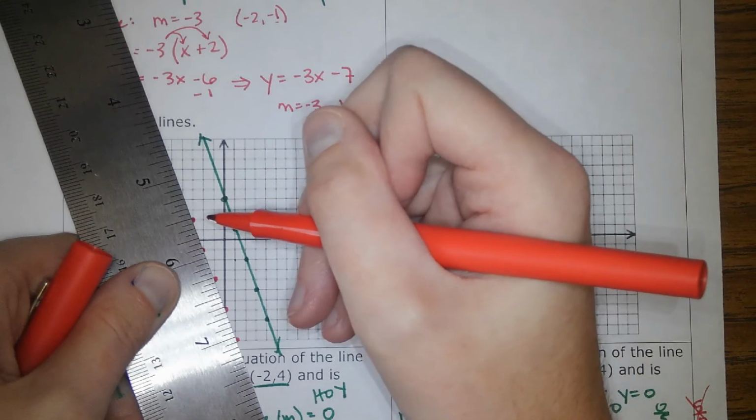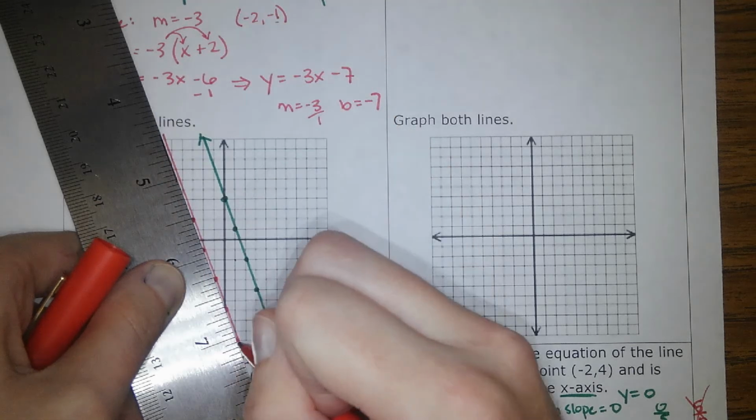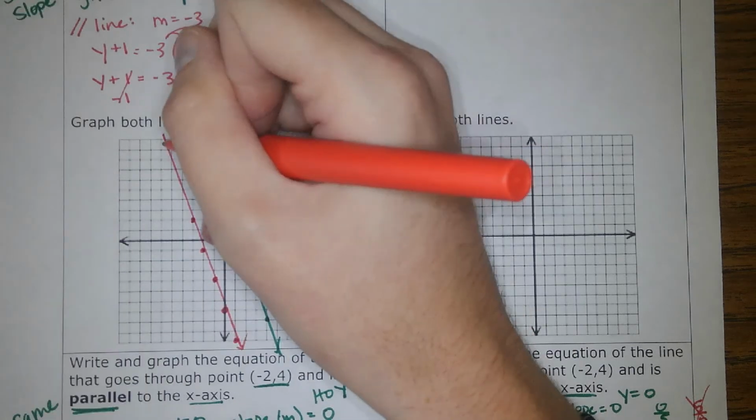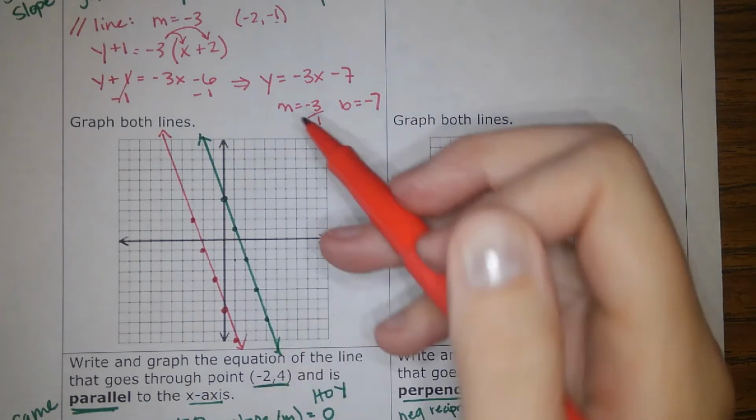And I'm going to go ahead and draw my line here. That looks okay. And those two lines are parallel. All right, so that's how you would graph the two lines that are parallel to one another.